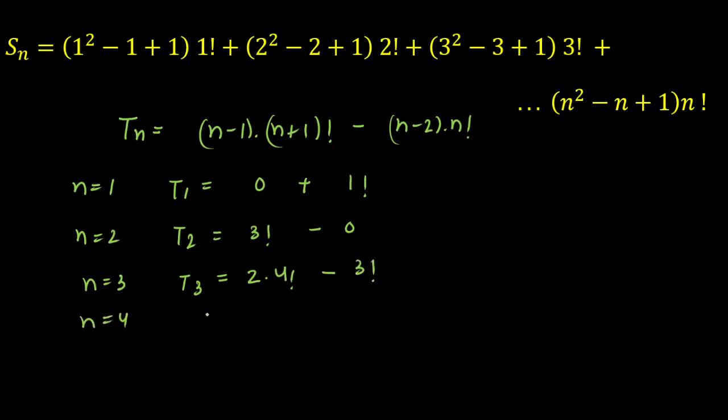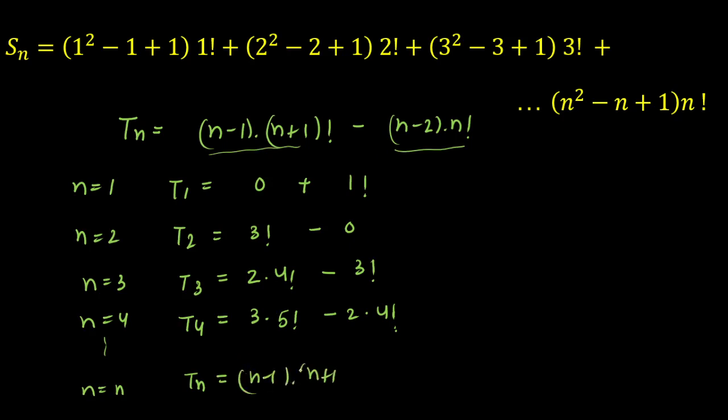Let's put n is equal to 4, and you will clearly see cancellation of alternate terms happening here. So t4 will be, as soon as you put n is equal to 4 here, 3 multiplied by 5 factorial minus 4 minus 2, that is 2 multiplied by 4 factorial. Now I can follow this trend similarly up to n is equal to n. So let's write t of n. T of n is n minus 1 multiplied by n plus 1 factorial minus n minus 2 multiplied by n factorial.